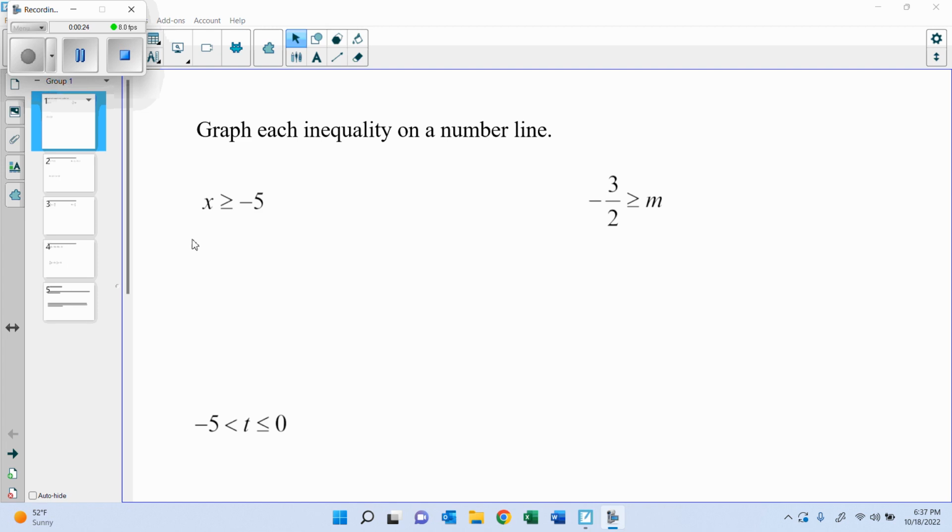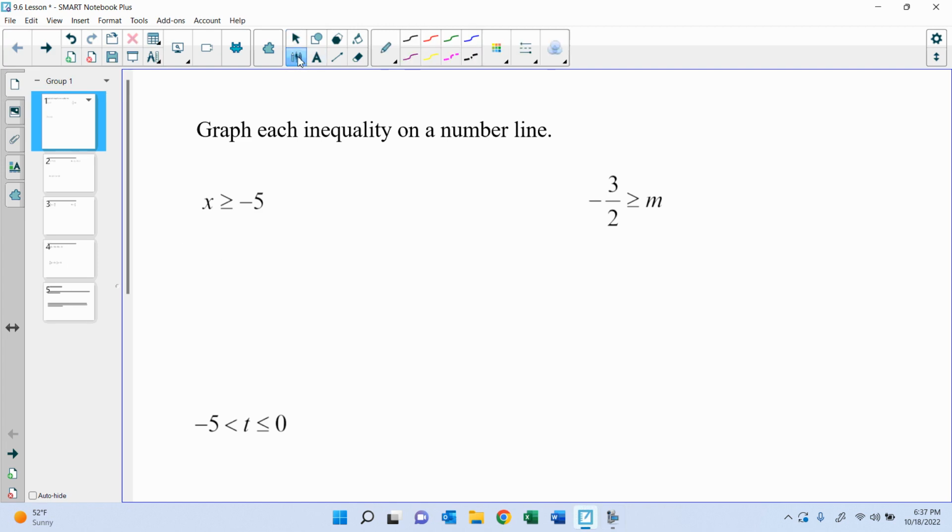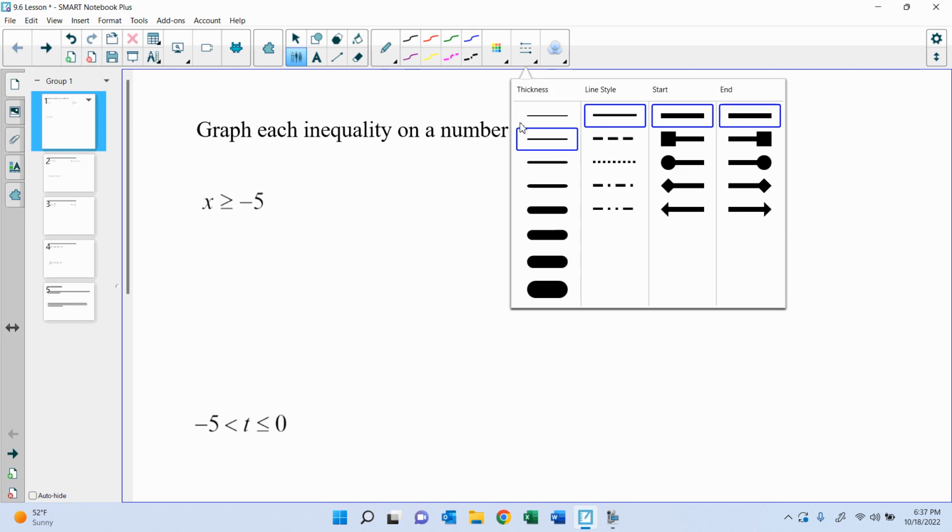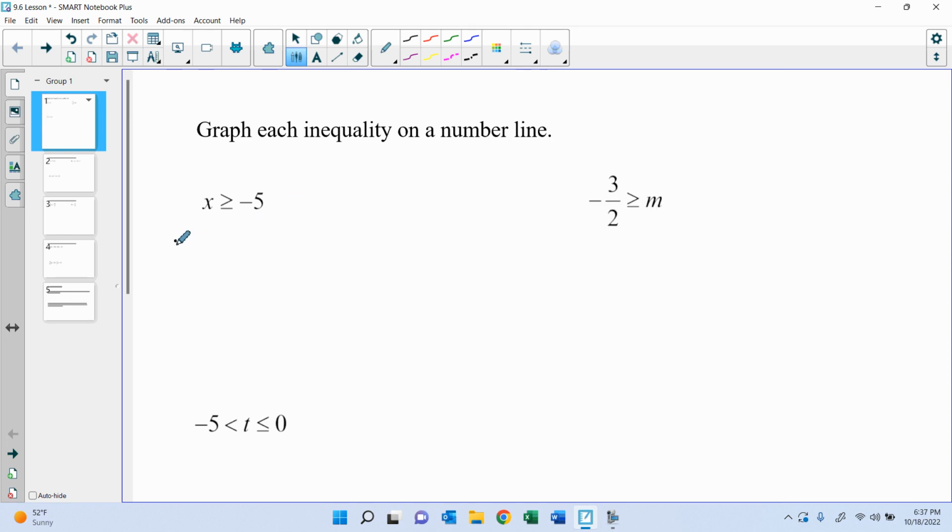So to graph on a number line, when you draw your number line, it is absolutely not necessary for you to draw the whole entire number line. Just draw a number line with arrows on both ends and put a 0. And then put the numbers that are relevant. And in this case, it's only -5. So be sure the negative's to the left. Of course, smaller numbers are to the left, bigger to the right.